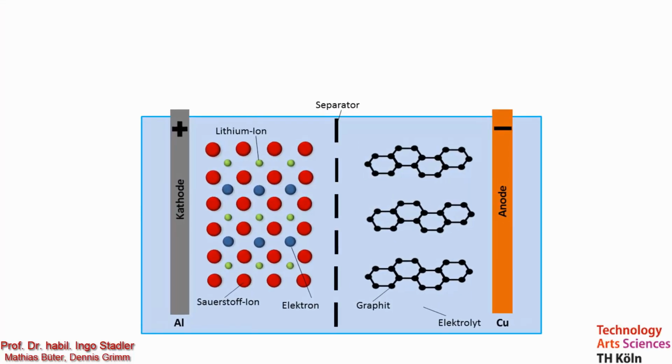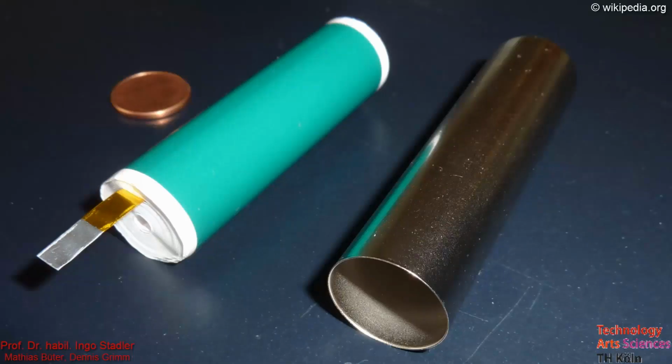Already in the year 1970, researchers from TU München investigated the basic principle of lithium-ion batteries and published first results. But practical use of this new technology hasn't been considered at that time.